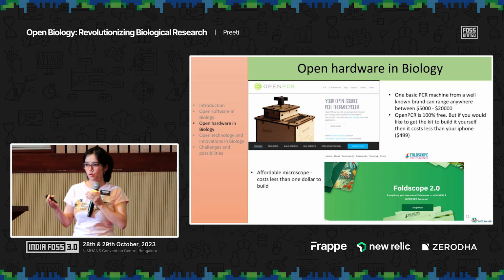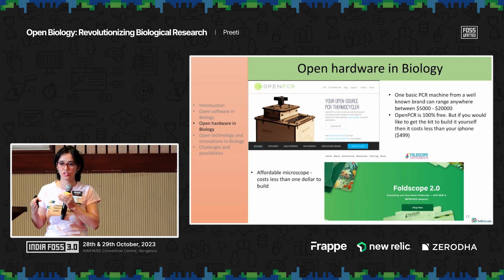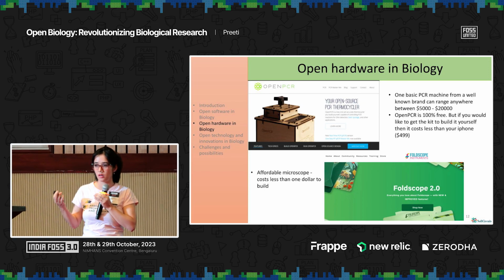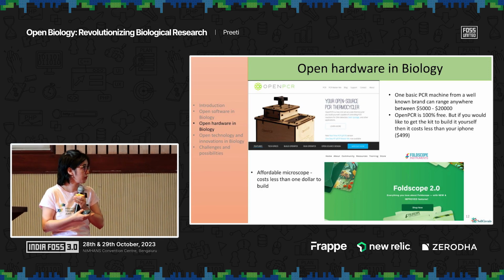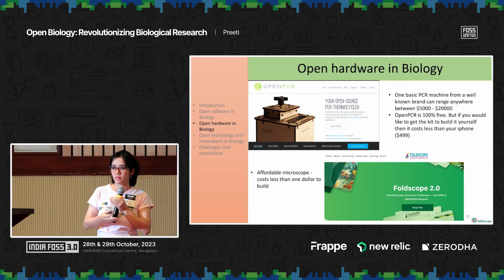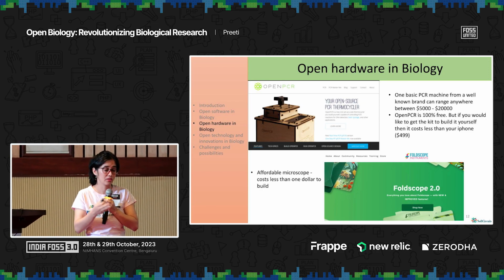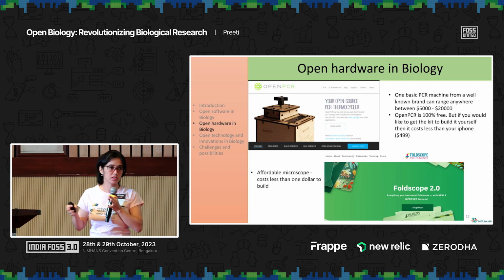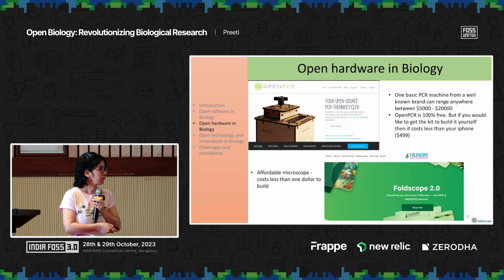Then the microscope. The microscope is another very essential aspect of biology. And there are these foldscopes which cost less than $1 to build. And they are freely available, I shouldn't say freely available, but anybody can build it. Their whole structure is available, and they are quite affordable.